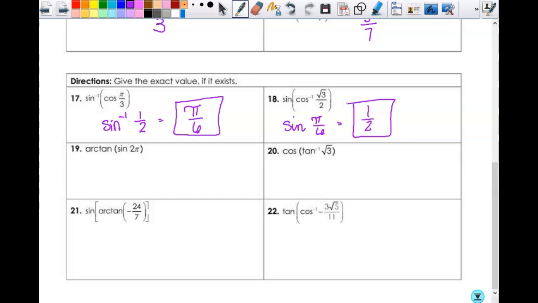The arctangent of the sine of 2 pi, well, the sine of 2 pi is 0. Arctangent of 0, so when the tangent value is 0, the angle is 0. Then the cosine of the tangent inverse of the square root of 3, that's going to be pi thirds, and then the cosine of pi thirds is 1/2.